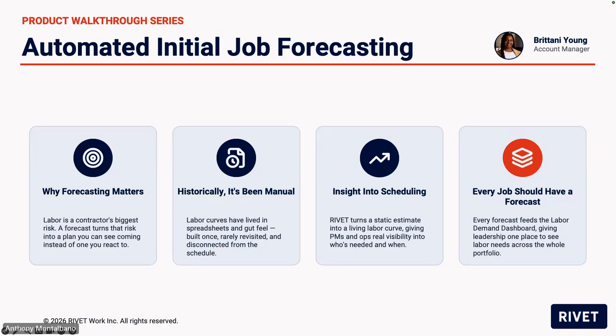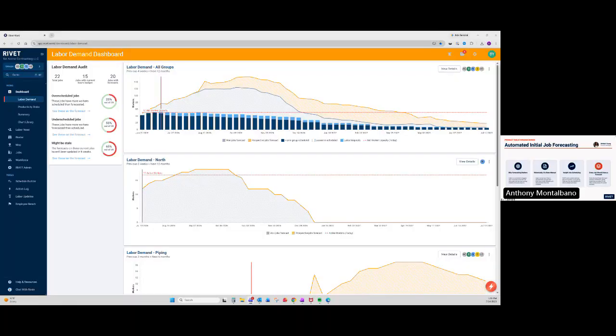That's what gives leadership one place to see all of your labor needs across the entire company, and not just job by job. So here's the part that I'm excited to show you. Getting that first forecast built for each job used to be a manual and time-consuming step, as I just described. But with the new automated initial job forecast, Rivet builds that baseline labor curve for you automatically from the bid hours, the job dates, and an industry standard curve model, and no manual setup is required. So let's jump right into how that works.